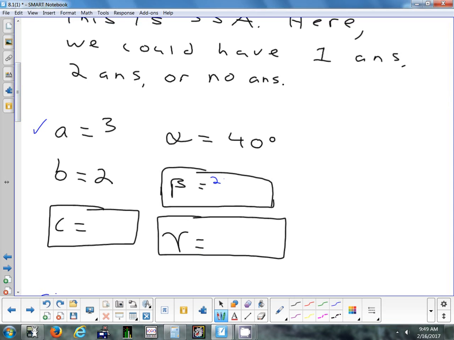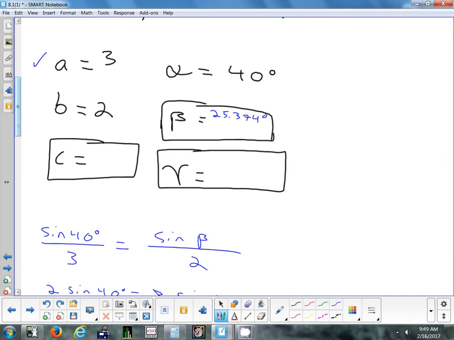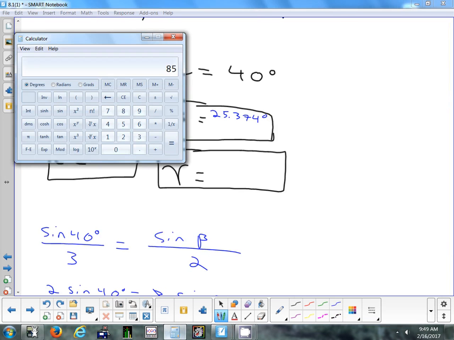Okay, I'm going to write that in the top of the box. Just in case there's a second answer, I'll put that in the bottom of the box. That's my reference angle. How would you find your second answer using that as your reference angle? 180 minus that. So technically, the other answer to this problem is 154.626. But now we're restricted by the fact we're working in a triangle.